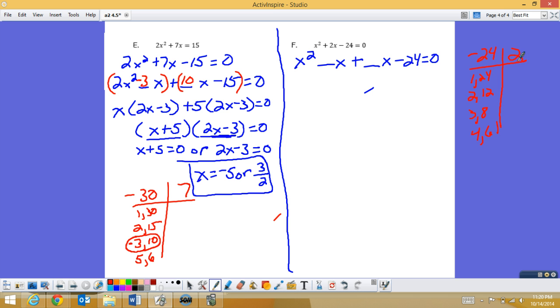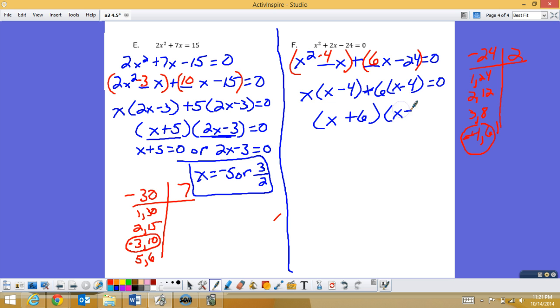Well, the only two numbers we can manipulate to get 2 are the 4 and the 6, and to get a positive 2, the 4 needs to be negative. So we're going to put negative 4 here and 6 here. Again, it does not matter which one goes where. Group the first two, group the last two. We can take an x out of that first set, so we end up with x minus 4. We want x minus 4 here, so we need to take out a positive 6. So then our two sets of parentheses are x plus 6 and x minus 4.